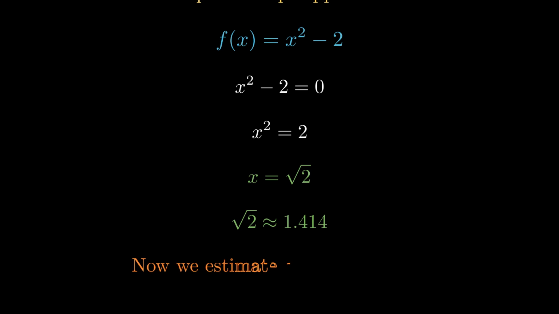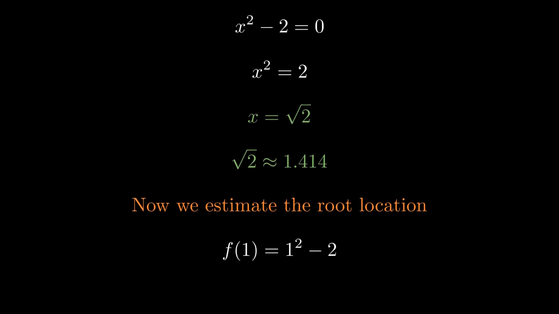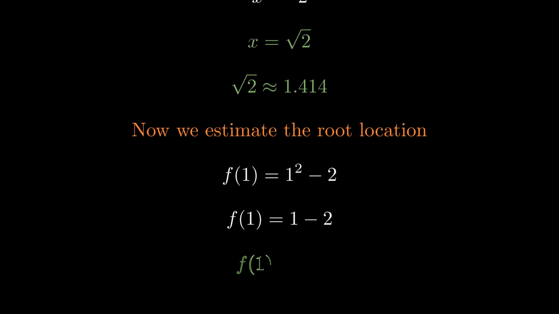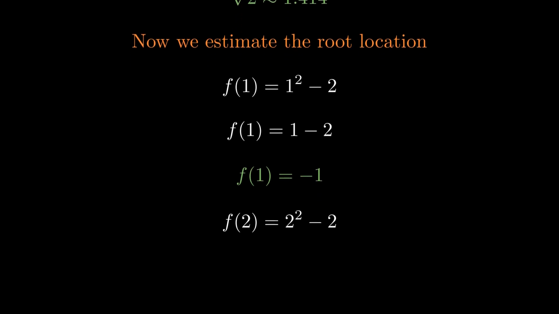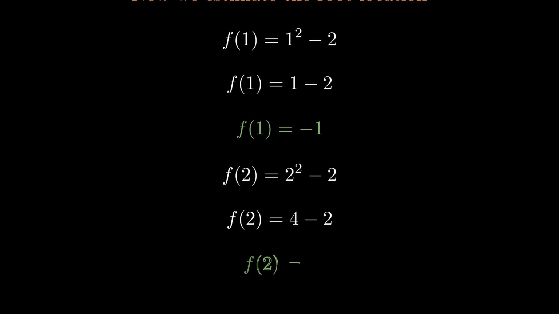Before using Newton-Raphson, we estimate where the root lies. Substitute 1 into the function. 1 squared equals 1. The answer is -1. Now substitute 2 into the function. 2 squared equals 4. The answer is +2.